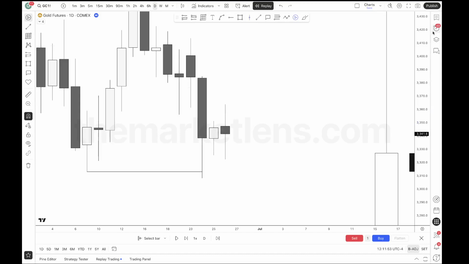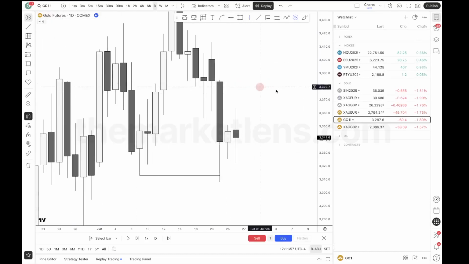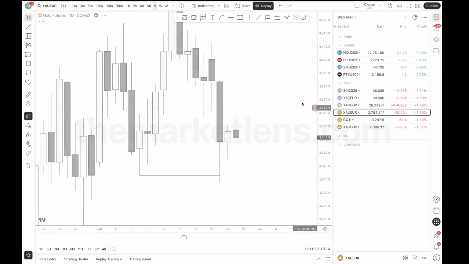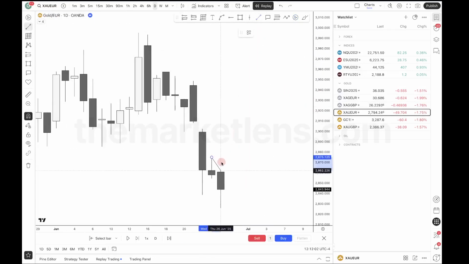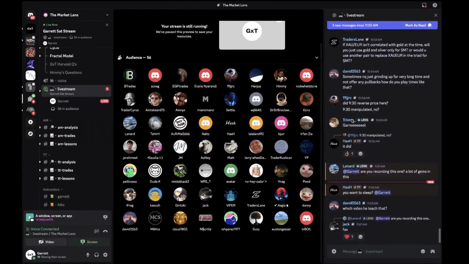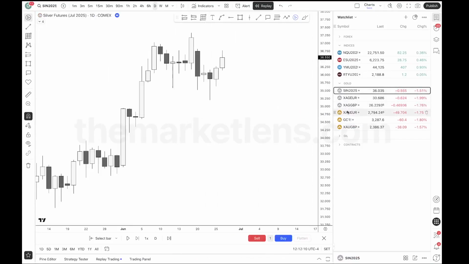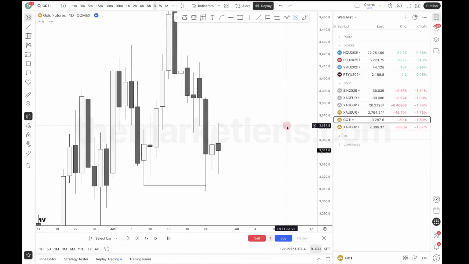Potential SMT. So when I go to Euro, if I go to Euro, boom, bam, SMT, right? And that's pretty clean, right? So we have SMT with a gap. Again, we love to see that.